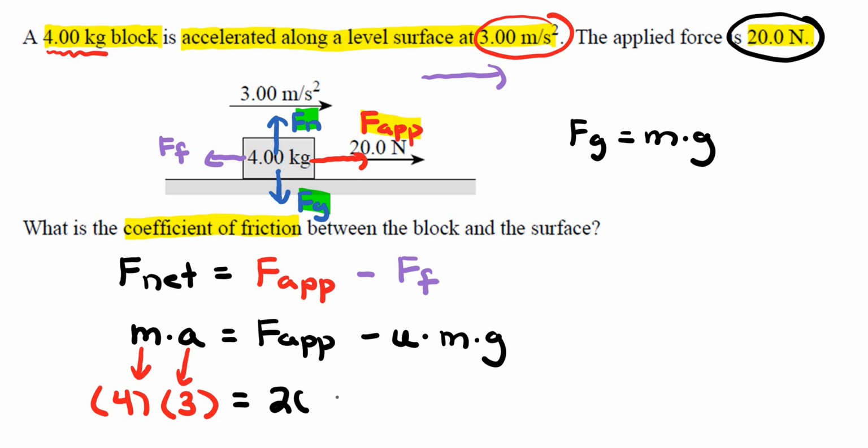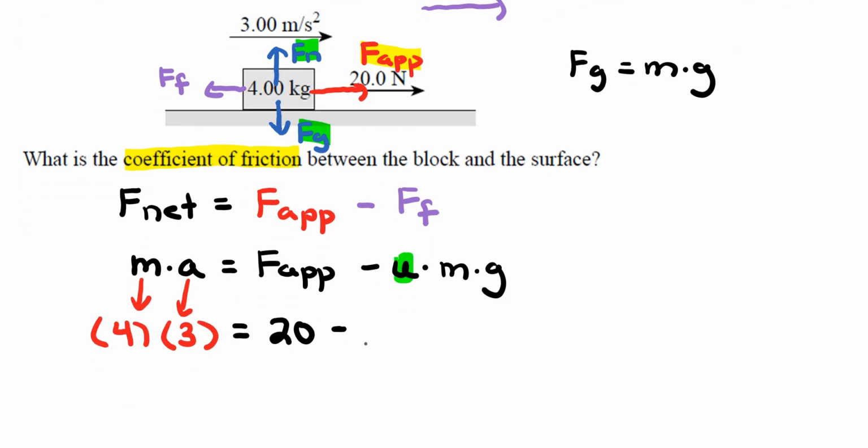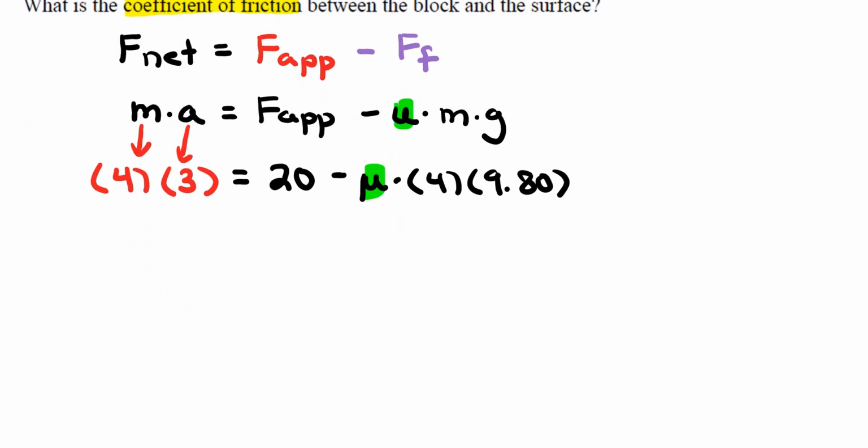So that's going to be 20 minus, now our goal is to find this variable right there, right? The coefficient of friction, right? So that's the variable u. So I can write that as just the u there times the mass, which is 4, and the acceleration due to gravity is 9.80. Okay, so we have a very simple problem to solve here. Let's just go ahead and do the math here. So 4 times 3, that's going to be 12, equals 20 minus the mu, and then 4 times 9.80, we get a value of 39.2.